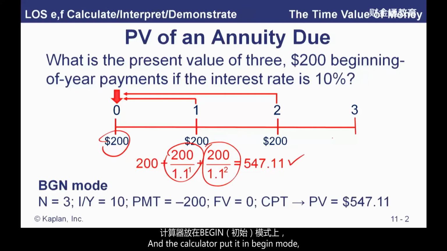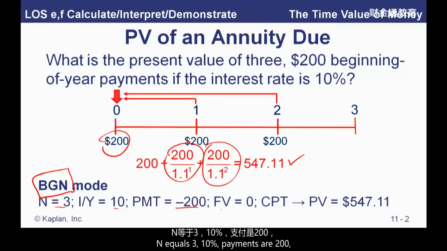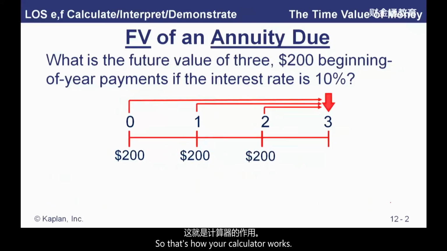And on the calculator, put it in begin mode. N equals 3, 10%, payments are 200. We put it in as minus 200. 0 future value, and compute the present value at time 0 and get 547.11. So that's how your calculator works.